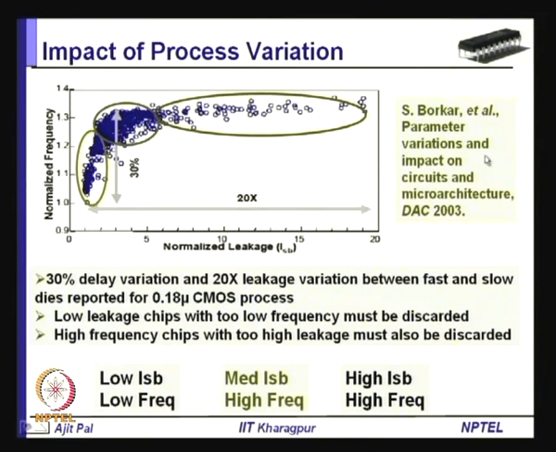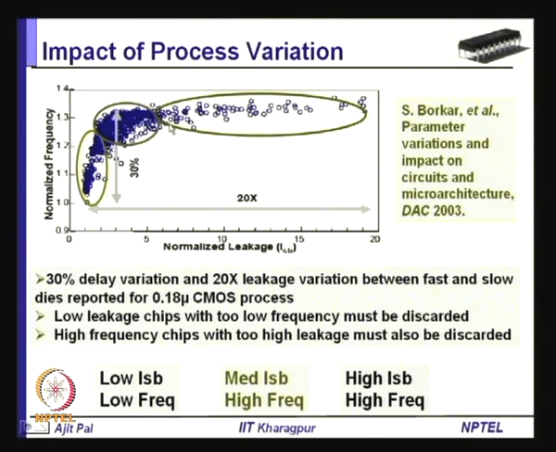So, this has been taken from a paper by S. Borkar et al., Parameter variations and impact on circuits and microarchitecture. As you can see here, the variation of the normalized leakage and the normalized frequency have been plotted. So, you can see that 30% delay variation. There is 30% delay variation on the y axis.